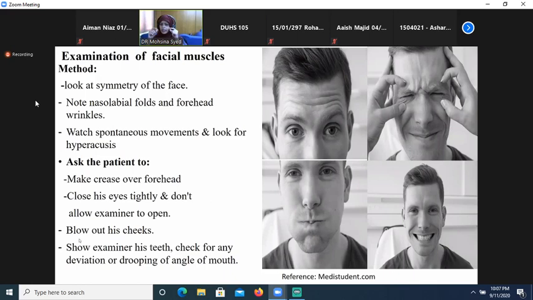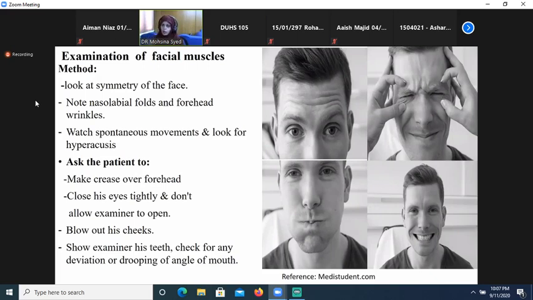Then we ask them to blow out their cheeks, and then we ask them to show the teeth. When the patient is showing his teeth, we check for any deviation or drooping of the angle of the mouth. The weak side usually droops. And we also ask them to whistle.